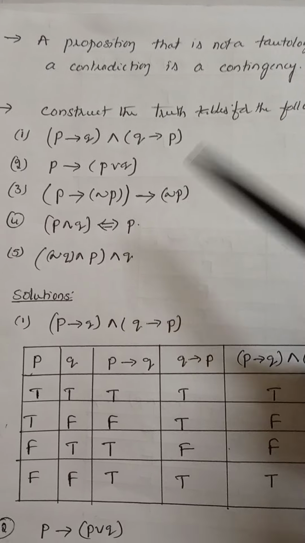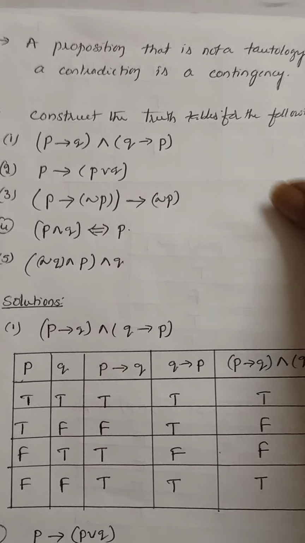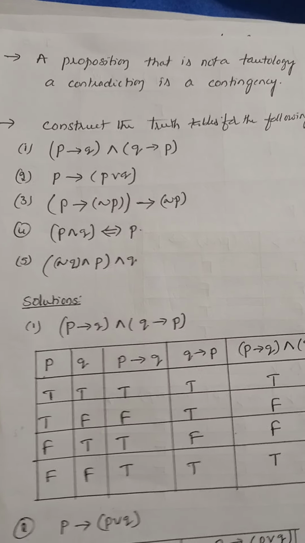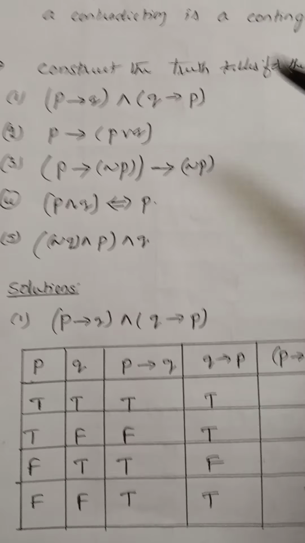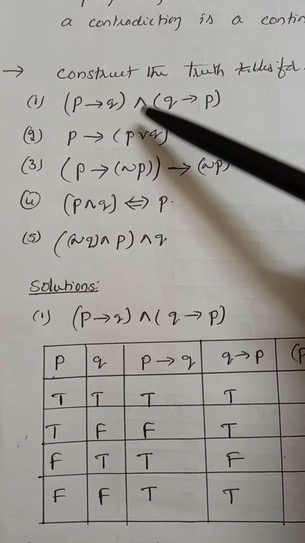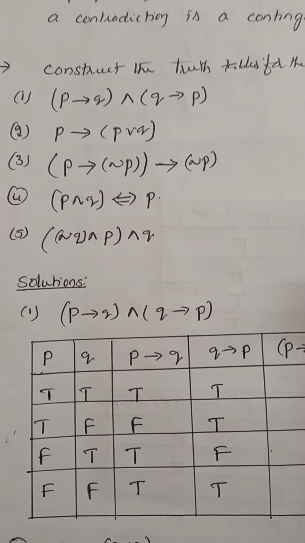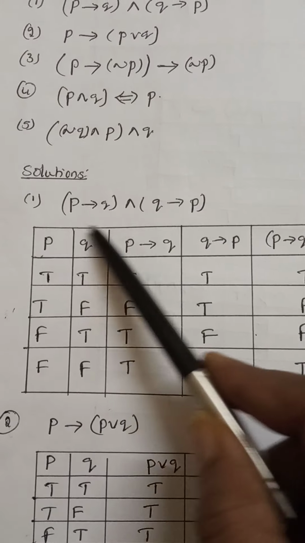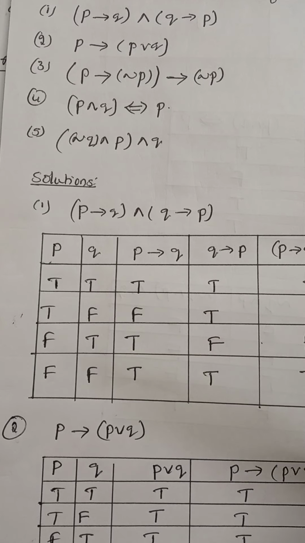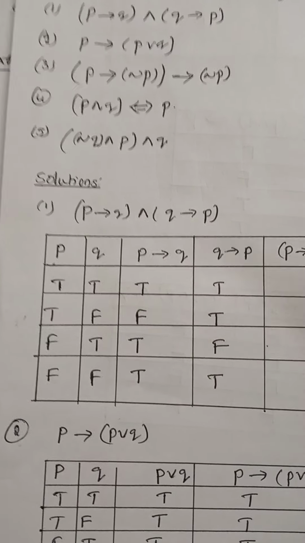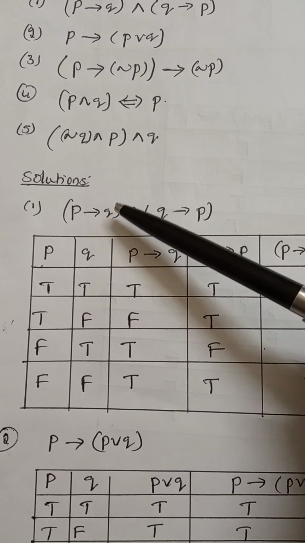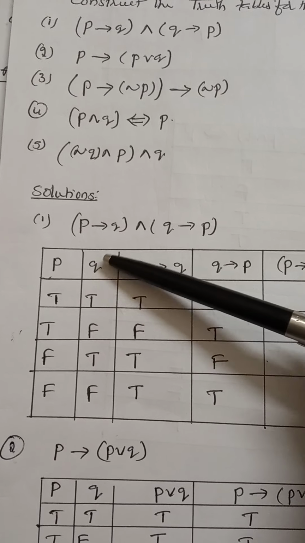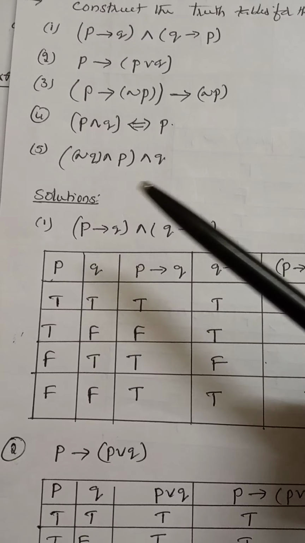There are 5 questions. We have to construct the truth tables for these compound statements, or you can say propositional functions. For the first one, P arrow Q and Q arrow P. First of all, how many variables are there? That means how many simple statements are there, that we have to identify first. Here P is a statement, Q is a statement. There is no other symbol. First of all, you have to write P, Q. And then we have to form the compound statements.